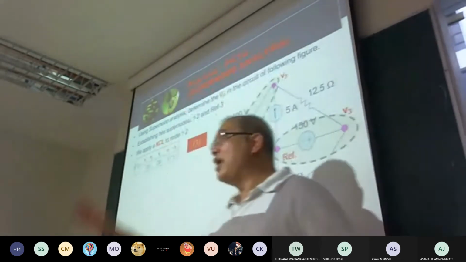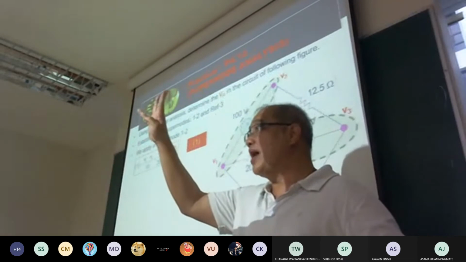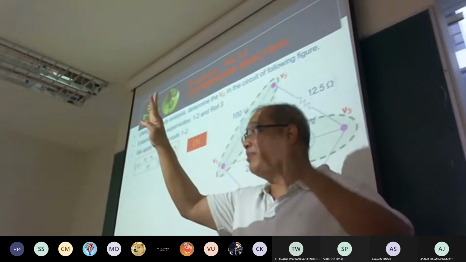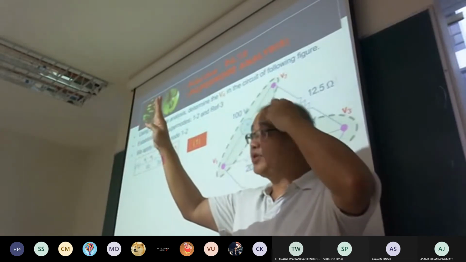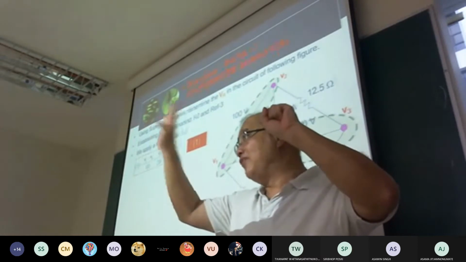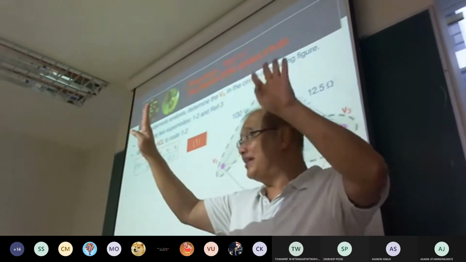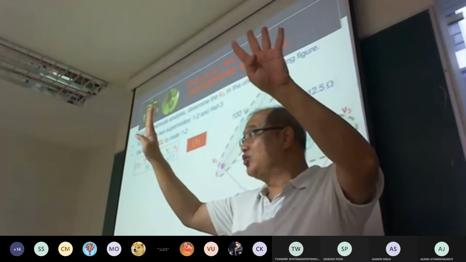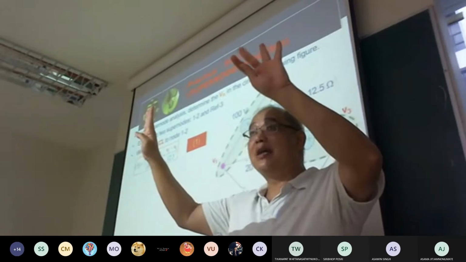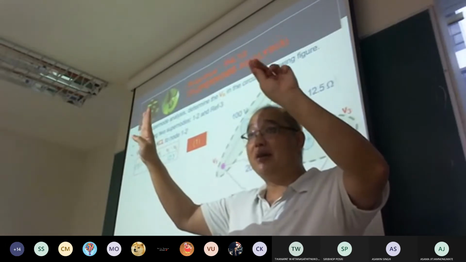Now, for this case, we have 4 variables, right? V1, V2, V3, V4. How many voltage sources do we have? 2, okay? In fact, we have 4 variables, so you should have 4 KCL equations to solve them, right? You should apply KCL at node 1, node 2, node 3, and node 4.